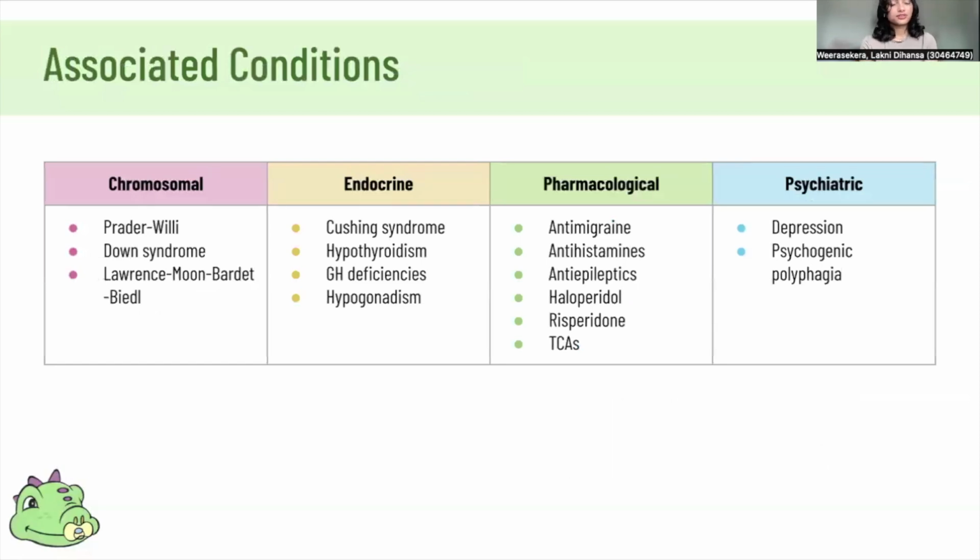Just a list of different conditions that can be associated with obesity. Won't go through all of it, but Prader-Willi syndrome and Down syndrome tend to come up quite a lot, and things like hypothyroidism, growth hormone deficiency, and Cushing syndrome. A lot of medications can contribute to obesity. So anti-migraine medications, antihistamines, antiepileptics, and some antipsychotics. And psychiatric conditions, really important to consider depression in young kids, and also psychogenic polyphagia.